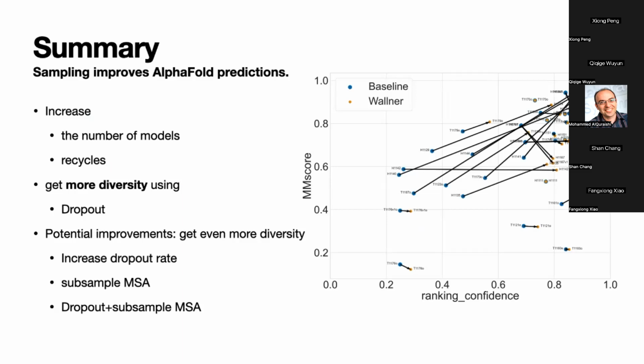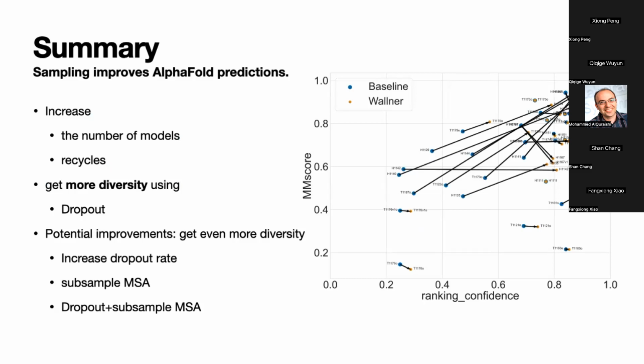You can just download the code and run it, basically using AlphaFold as is, and then increase the number of models, recycles, and then we use this dropout trick to get more diversity. And of course, there are potential improvements to get even more diversity. So you can, of course, increase the dropout rate. You can also subsample the alignment, which basically all other groups before did.